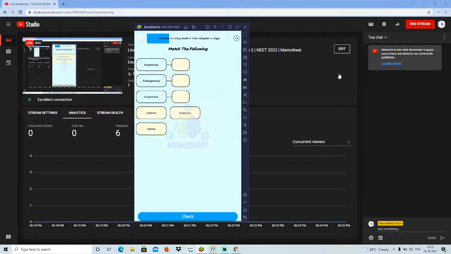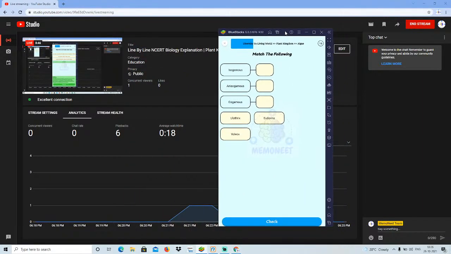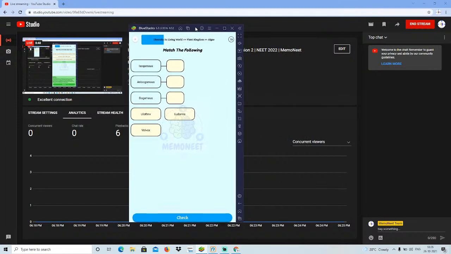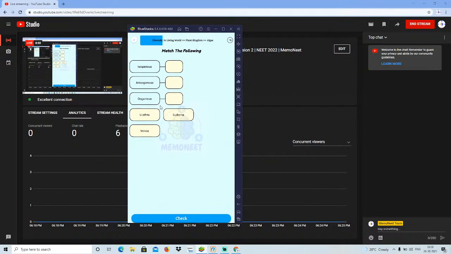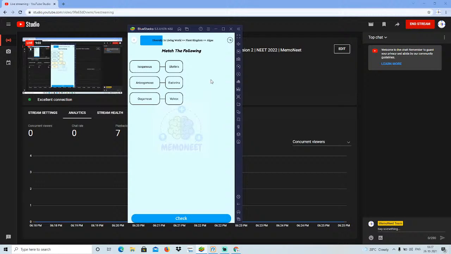Okay, this is where memory is going to play a key role for me. So, isogamous, anisogamous, oogamous. I guess anisogamous was Eudorina. I remember that kind of. Oogamous was Volvox. And isogamous was Ulothrix. Ulothrix and Spirogyra were isogamous.